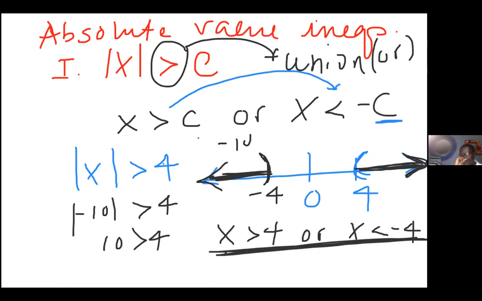And of course, you have to express this in interval notation. So interval notation would go from negative infinity up to negative 4, close the parentheses, and then union from positive 4 up to positive infinity, and then close off the parentheses. And just like that, we're done.